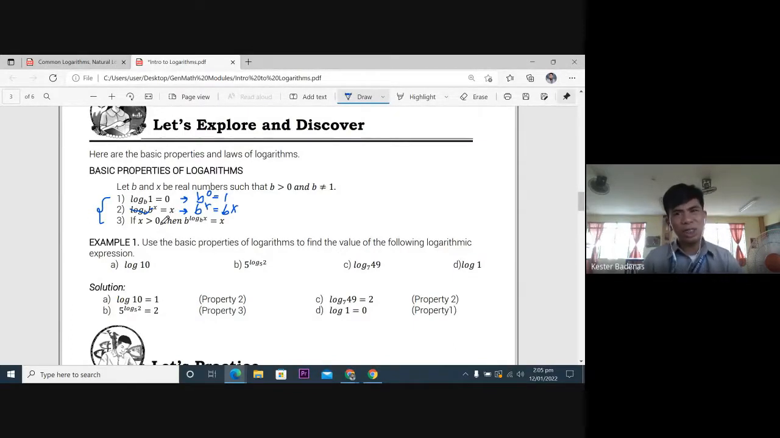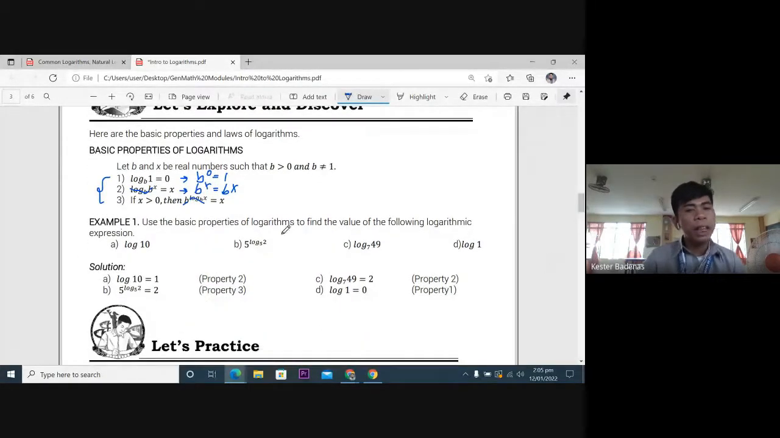So number 3, bakit letter C? For number 3, if x is positive, therefore, if we have b raised to the logarithm of x with a base b, ayan, x yung answer. Kasi katulad dun sa number 2, pareho ring base. The thing is, ito, exponent. Imagine mo yung base mo ay b, and then meron kang exponent na logarithm, tapos b rin yung base nun. So, cancel yun siya. Okay? So, ito, meron tayong mga examples.